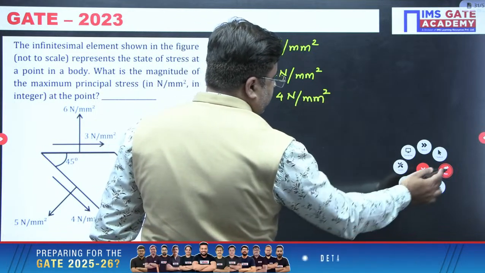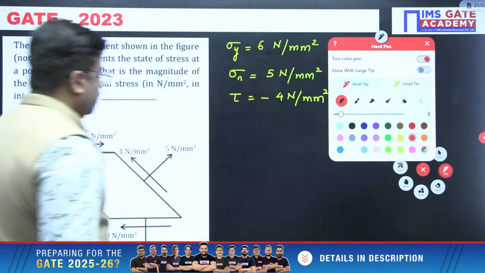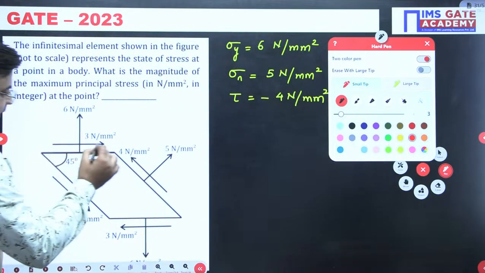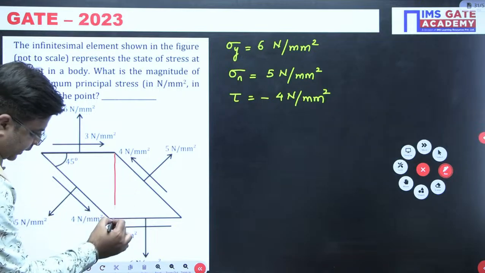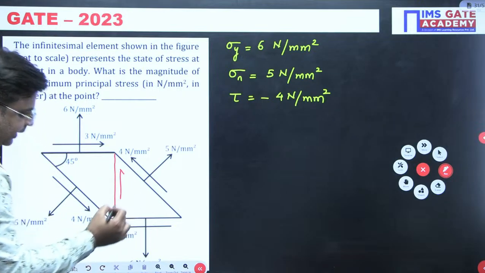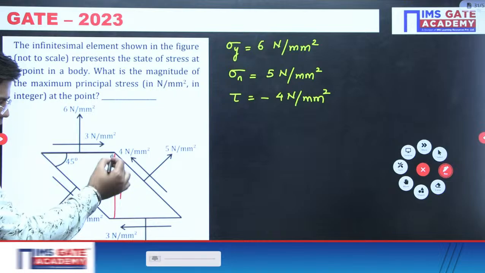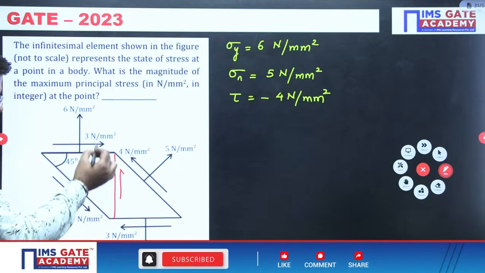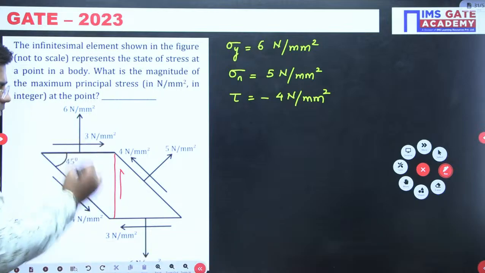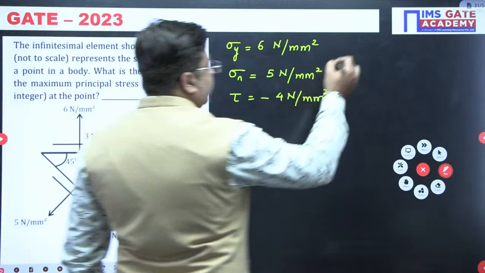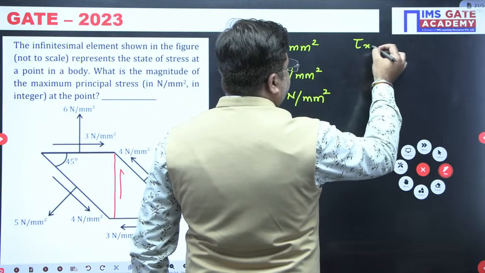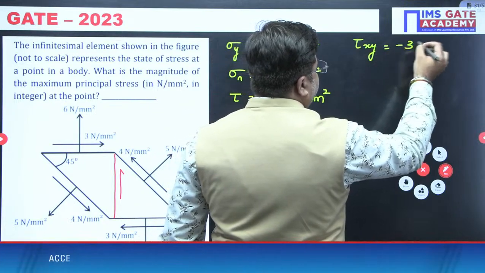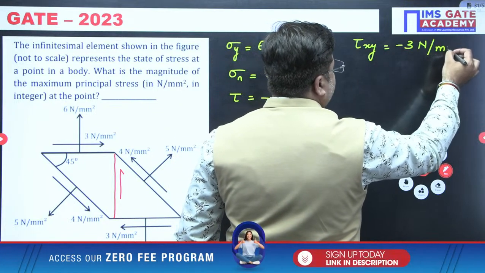Okay. Now check one very important thing here. This is tau yx. So tau xy will be acting like this, right? This is my reference plane. Over this reference plane, this tau xy is giving the anti-clockwise sense of rotation. So this will be minus 3 Newton per mm square. So the value of tau xy is minus 3 Newton per mm square. Okay.